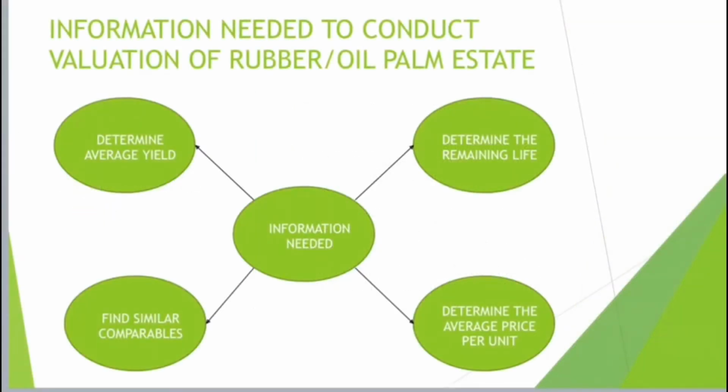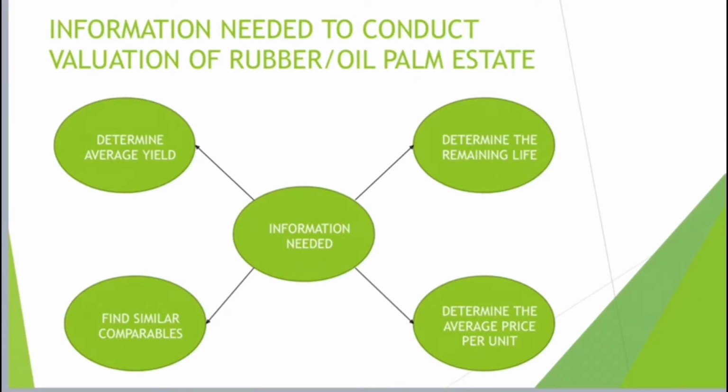Next, the information needed is to determine the average price per unit. For example, the unit used for palm oil is per ton, however the unit used for rubber is per kilogram.